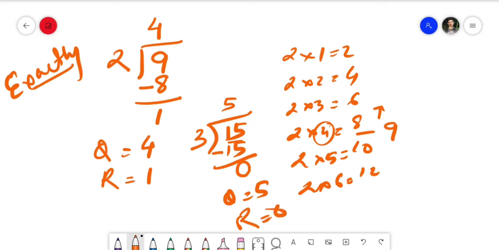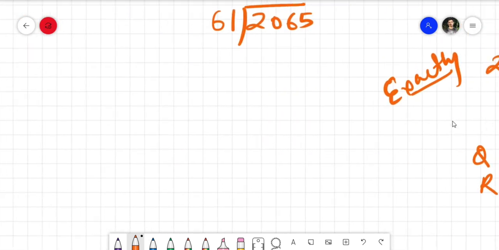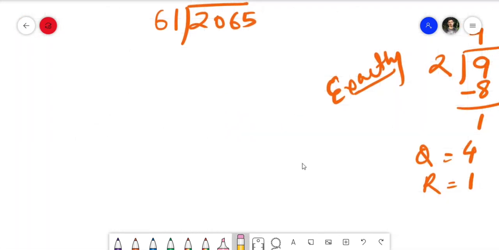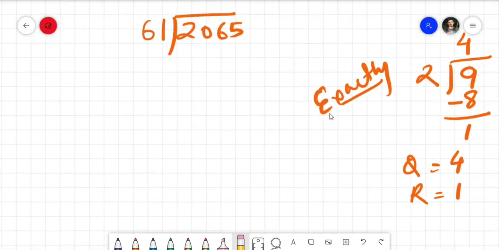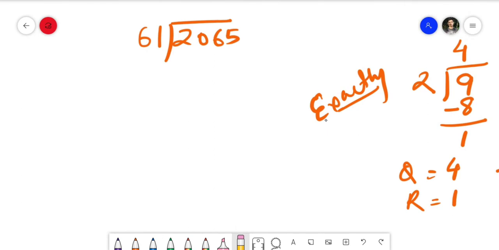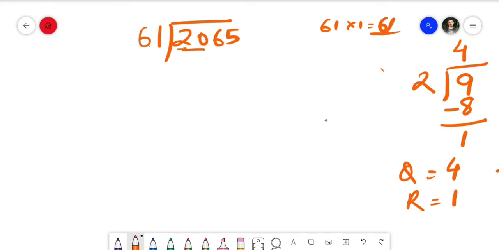Okay, let's try the bigger number. Let me draw before that. Just see this one. Now here, is 2 divisible by 61? No, because 2 is too small. Is 20 divisible by 61? No, because in the 61 table, 61 1s are 61, isn't it? So starting is 61.